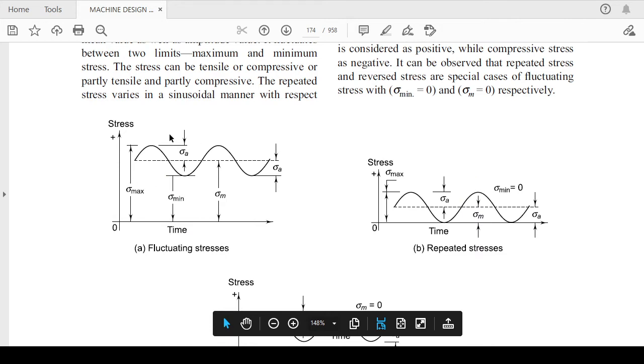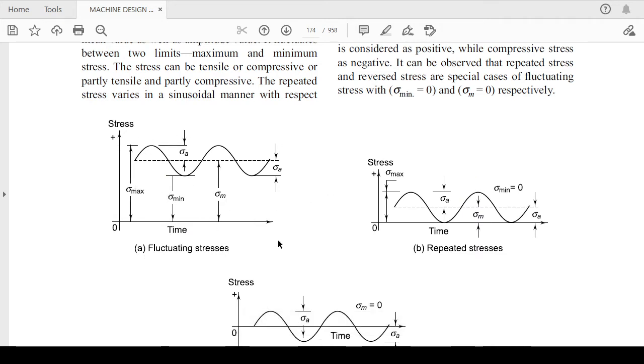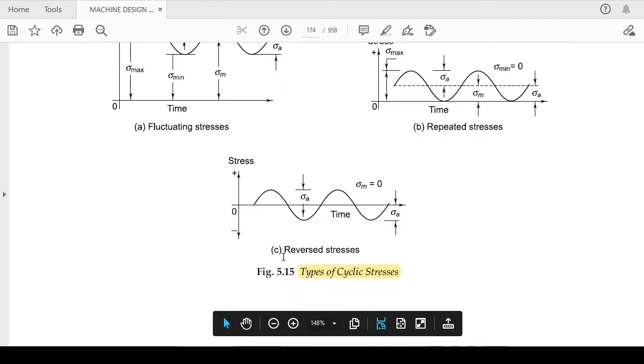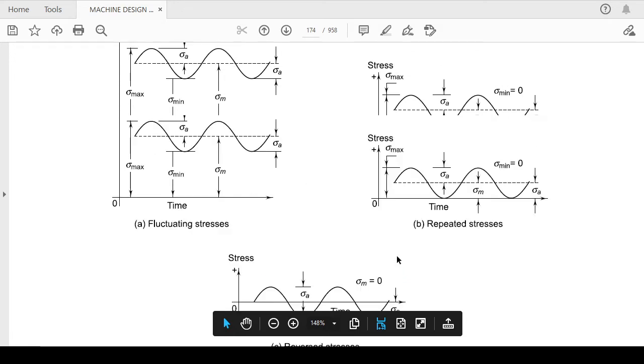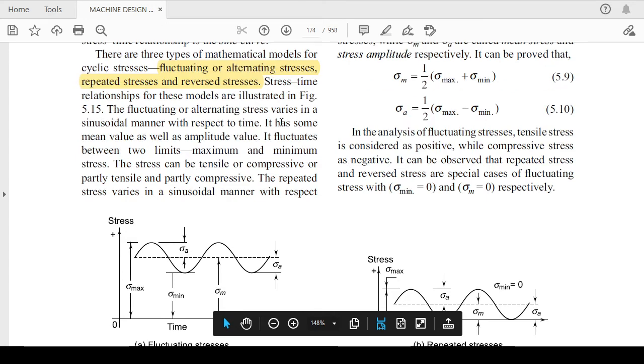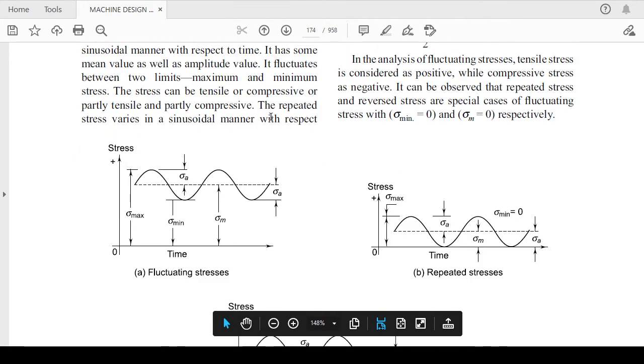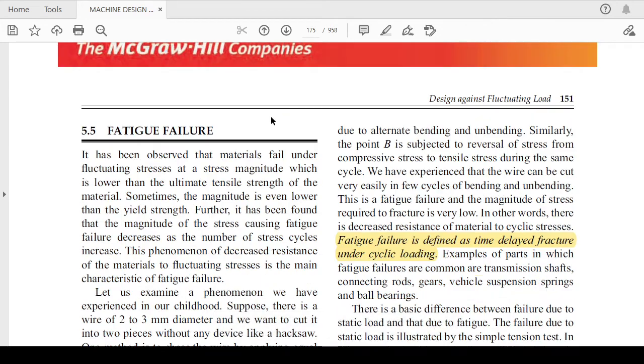So in this way you can differentiate: if it starts and the picture looks like this, then it will come under fluctuating stresses. While in the reversed stresses, like the diagram of sine waves you used to see, this will be equal to the picture of reversed stresses. So basically there are three types of cyclic stresses you have to understand, and we are going to study more about the fluctuating ones.